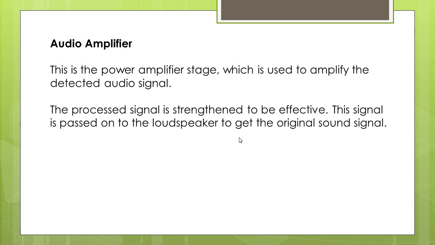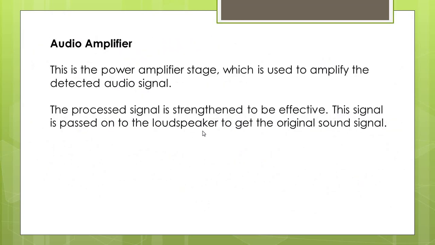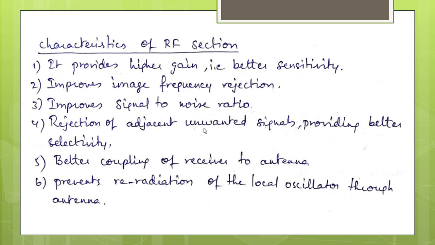The final stage is the audio amplifier stage. Here the detected weak message signal is amplified to the required strength, and it is passed to the loudspeaker to get the original sound signal. The loudspeaker is again an output transducer which converts the electrical form of the signal into an audio signal.